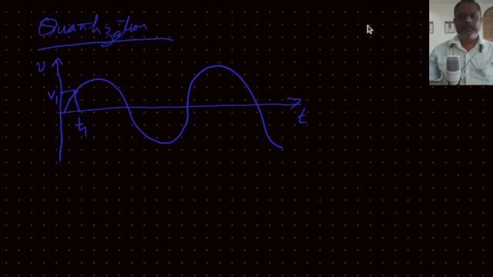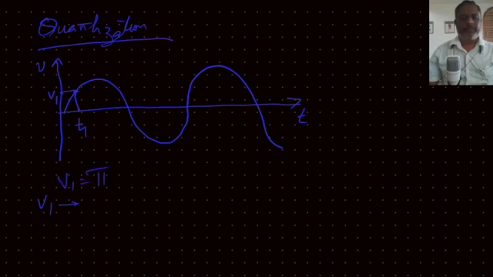Hi friends, the next issue to look at is after sampling. So we got a sample at time t1 and that has got some value, say v1. So we are measuring some voltage and at t1 we had v1. Now the question is, if you want to represent this v1 in terms of a number, then how do you represent it?